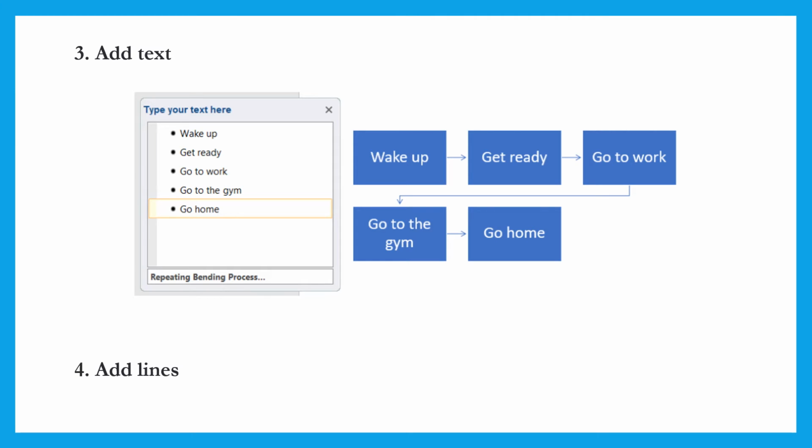Add lines. To draw lines between shapes, click Insert and then Shapes and select a line style. Then click and drag on the page to add a line.